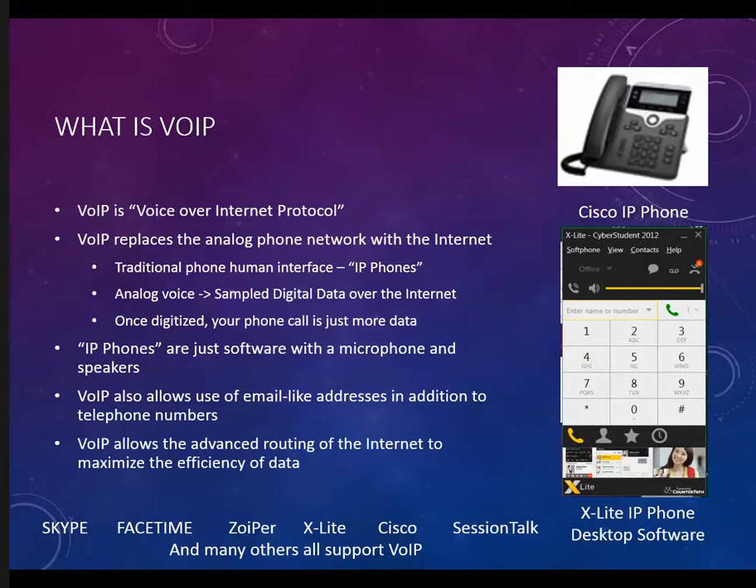So for a VoIP solution, the analog phone network is replaced with the internet, and what that means is the interface has changed too. The traditional telephone interface is replaced with IP phones. So instead of a 4-wire connector on the back, you now have a 6 or 8-wire connector on the back to carry your data representing your voice.